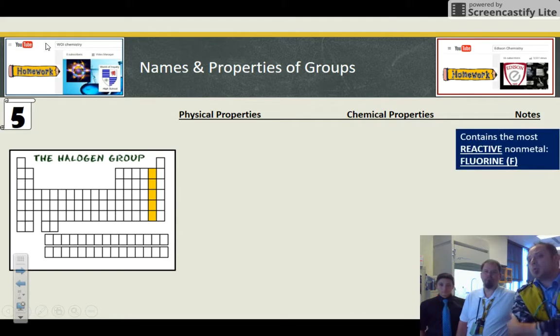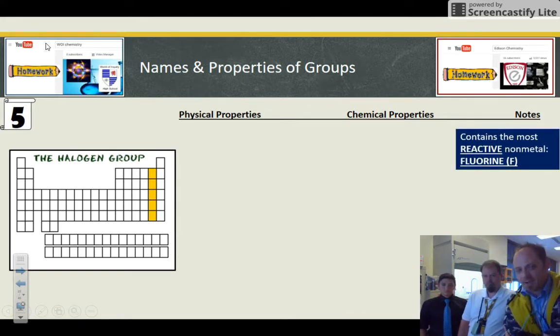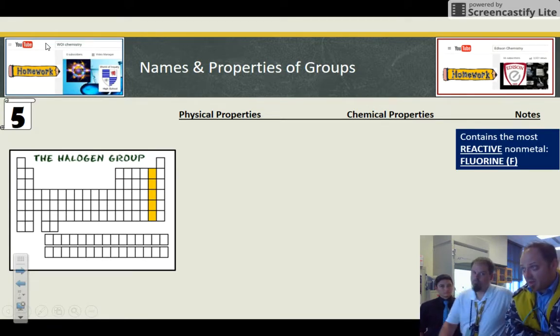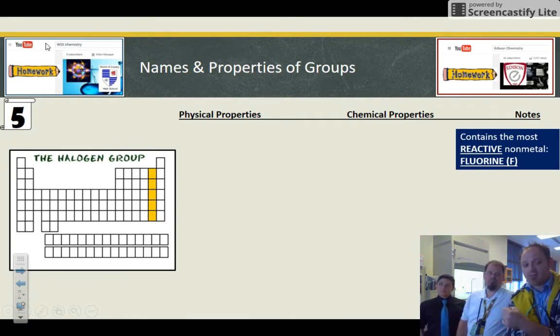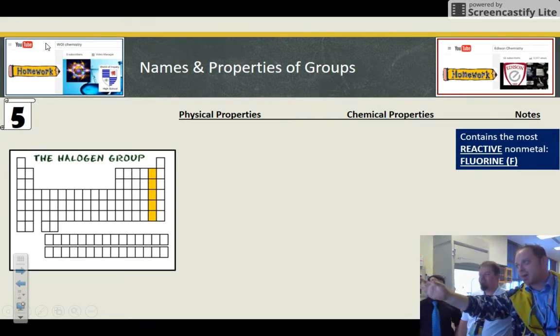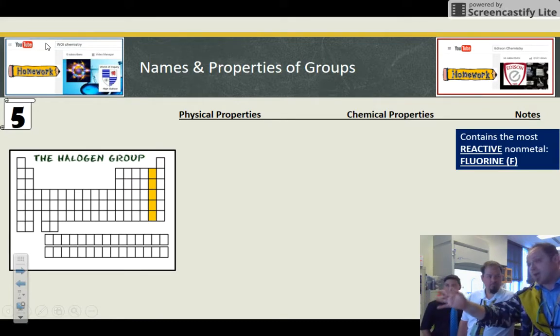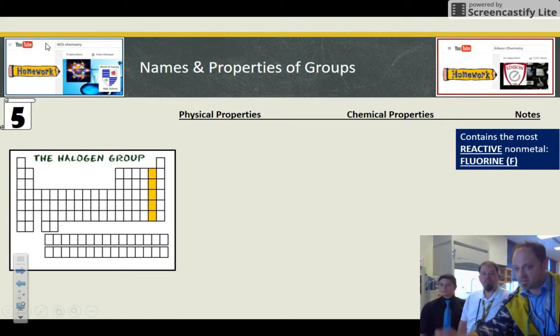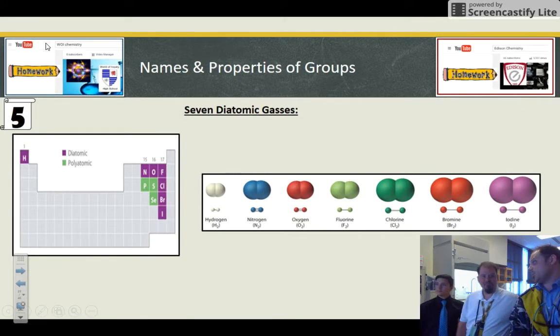This group contains the most reactive non-metal, which is fluorine at the very top. So fluorine and francium. Fluorine's the most reactive non-metal, top right corner of the periodic table, except for the noble gases, and francium, bottom left. So they're at opposite corners of the boxing ring, if you will, and they're the most reactive of their own species. Ding, ding. You said boxing ring.